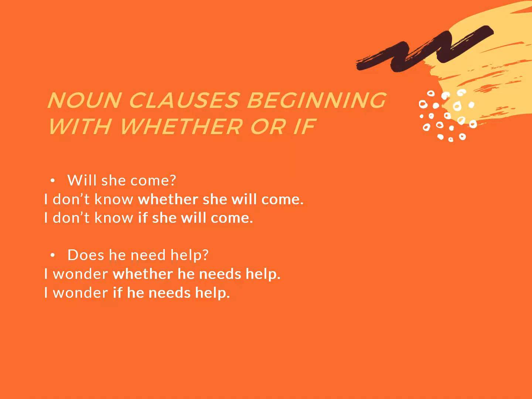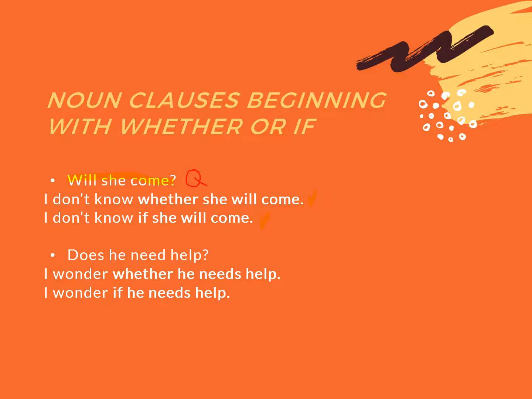Noun clauses beginning with whether or if. Well, for this one, it's used only for yes or no questions. Let's take a look at the example. Will she come? This is actually asking a question: whether she comes or not. Well, in order to make this sentence into a dependent form of the clause, we simply say: I don't know whether she will come. Or you can say: I don't know if she will come.